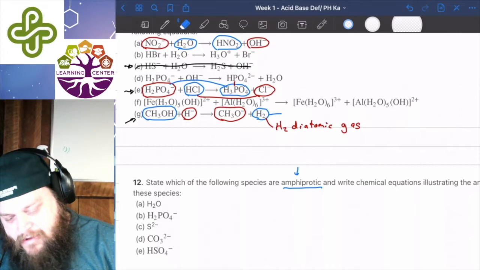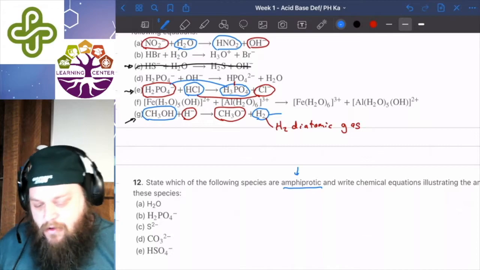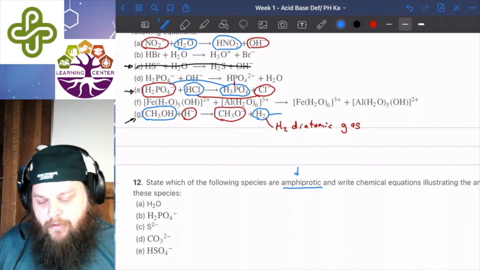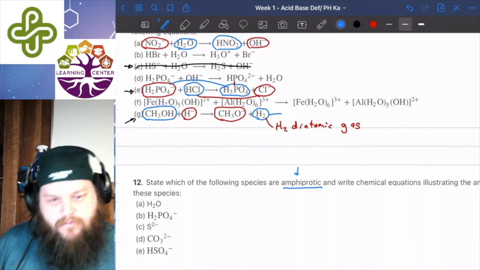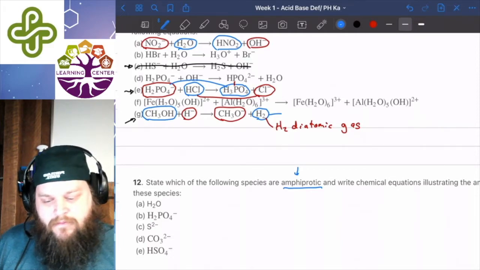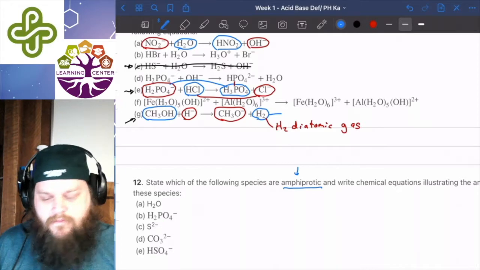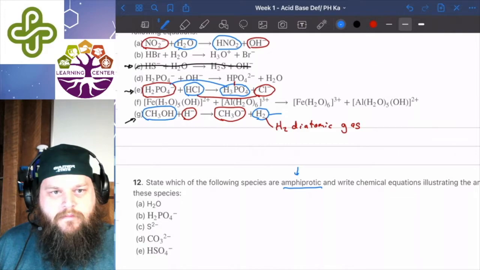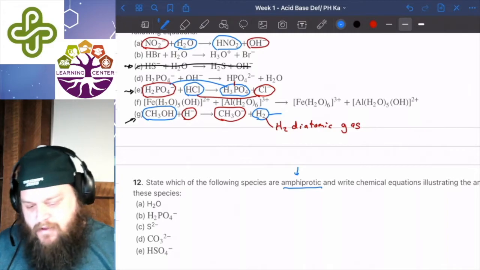So we want to look at these compounds here and try to identify which ones are amphiprotic. So looking at all of them, A, B, C, D, or E, shout out if you see any of them that you think are amphiprotic. And just put in the letter for it. C.